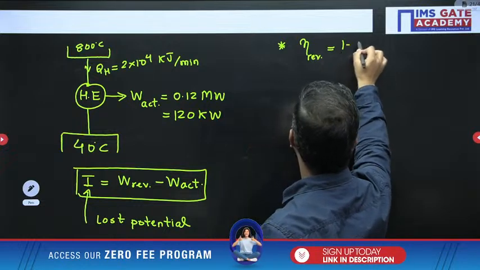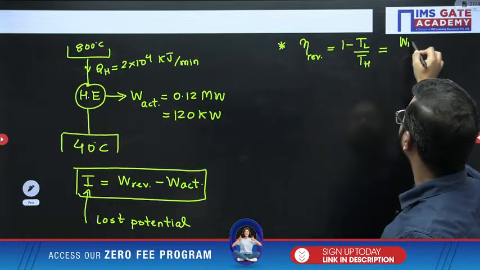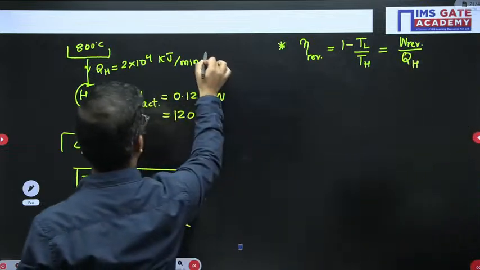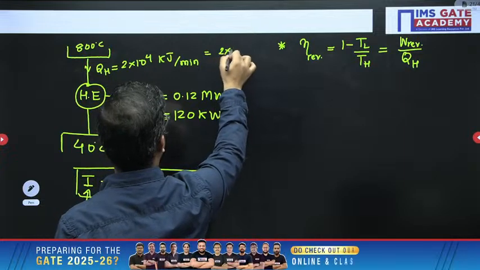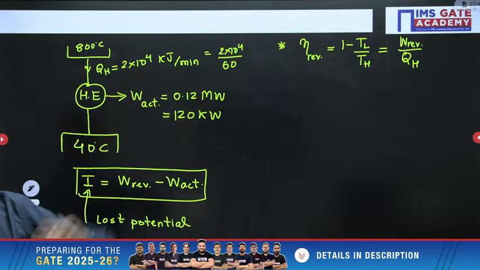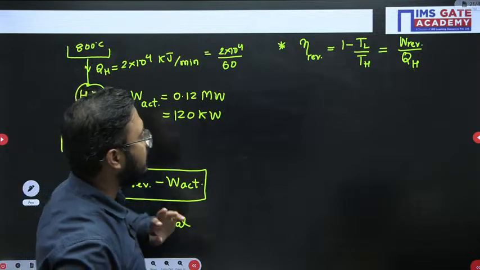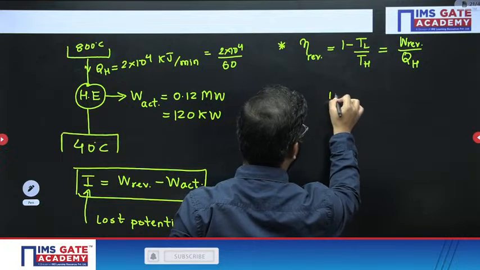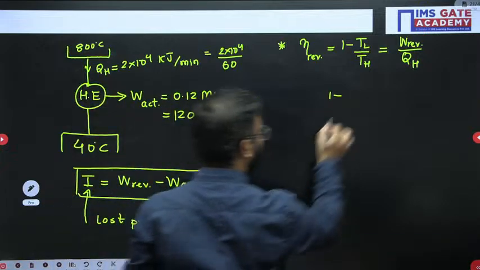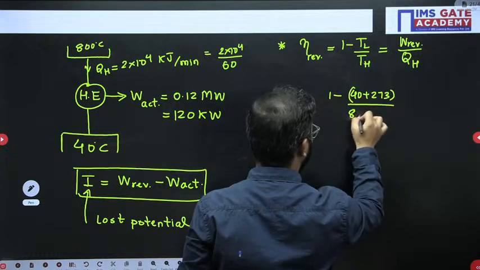Reversible efficiency is 1 minus T lower by T higher. That I will equate with reversible work divided by the QH value. QH value in terms of kilowatt, I have to write 2 into 10 to the power 4 kilojoule per minute, and in terms of seconds, a minute is 60 seconds. So like this I will be writing. So 1 minus TL, TL we are having as 40. So directly we will write it here: 40 plus 273 and this is 800 plus 273.